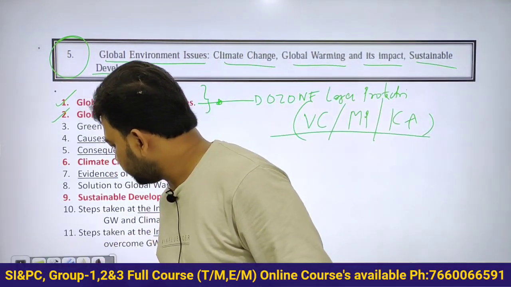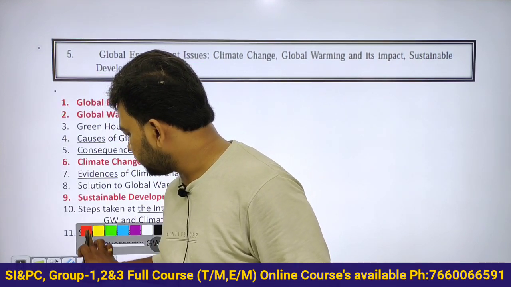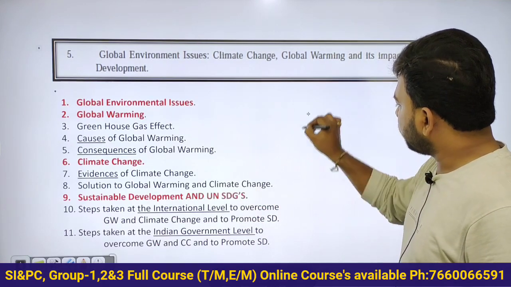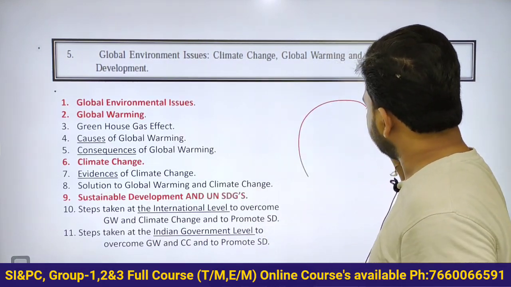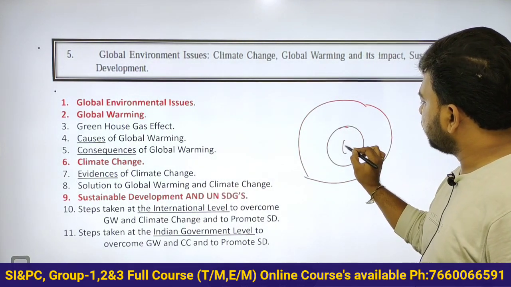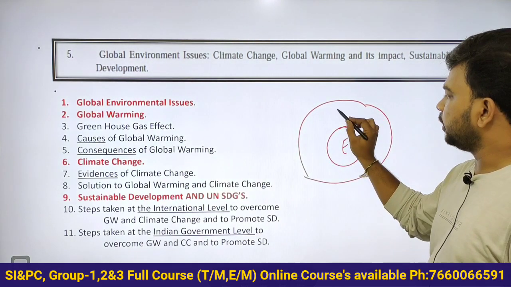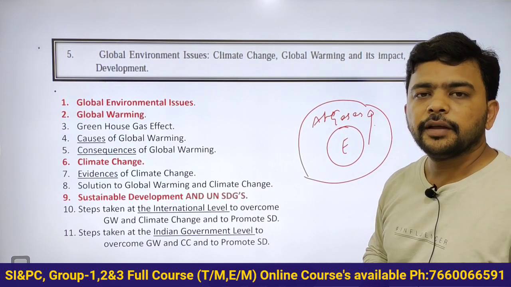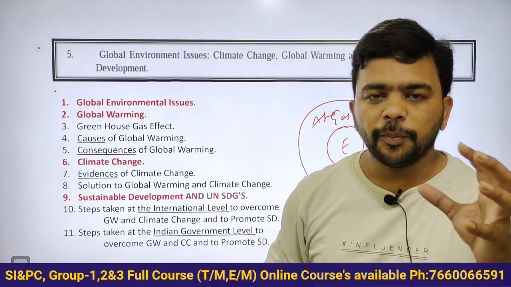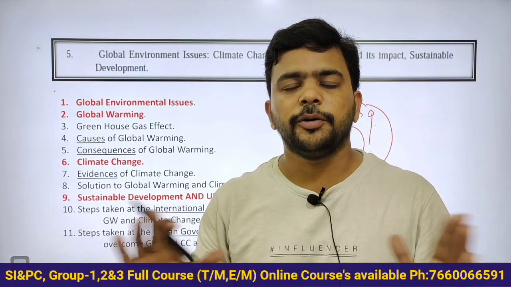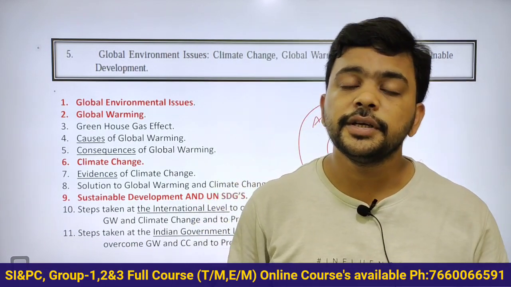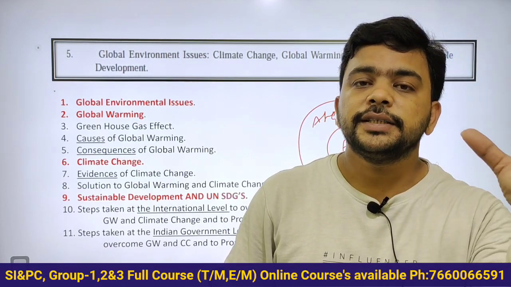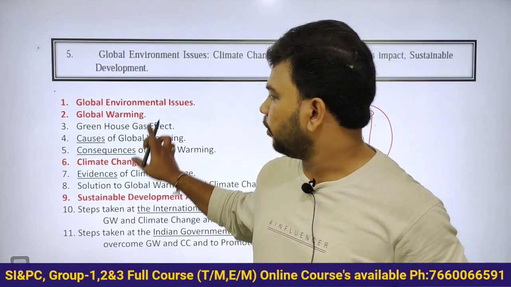So people think that global warming means the earth is warming. The solid earth is warming. No. Global warming means the rise in the global atmospheric temperatures. The rise in the global atmospheric temperatures is called global warming. Understand that very clearly. Global warming means the solid earth is not warming. It is the earth's atmospheric temperatures that are rising because of the more emission of greenhouse gases into the earth's atmosphere. That is called global warming.